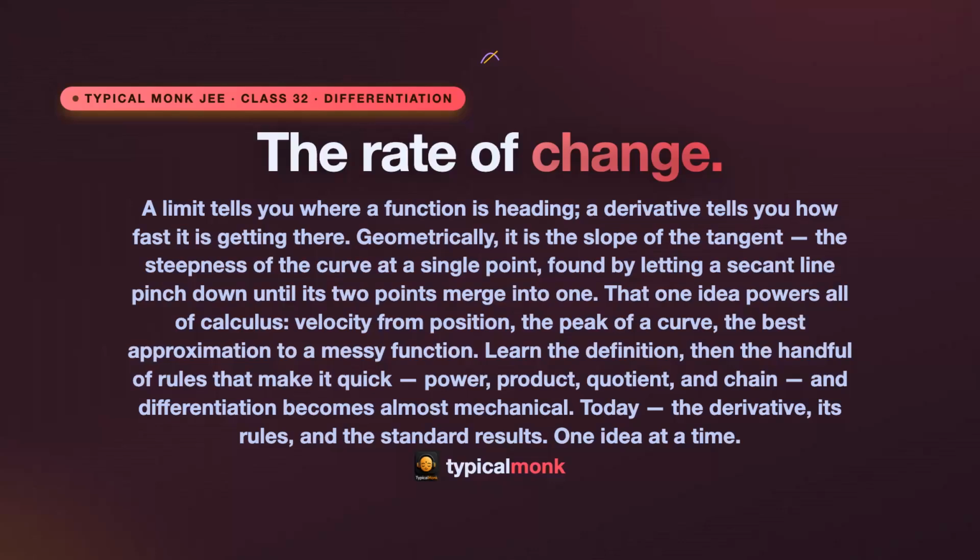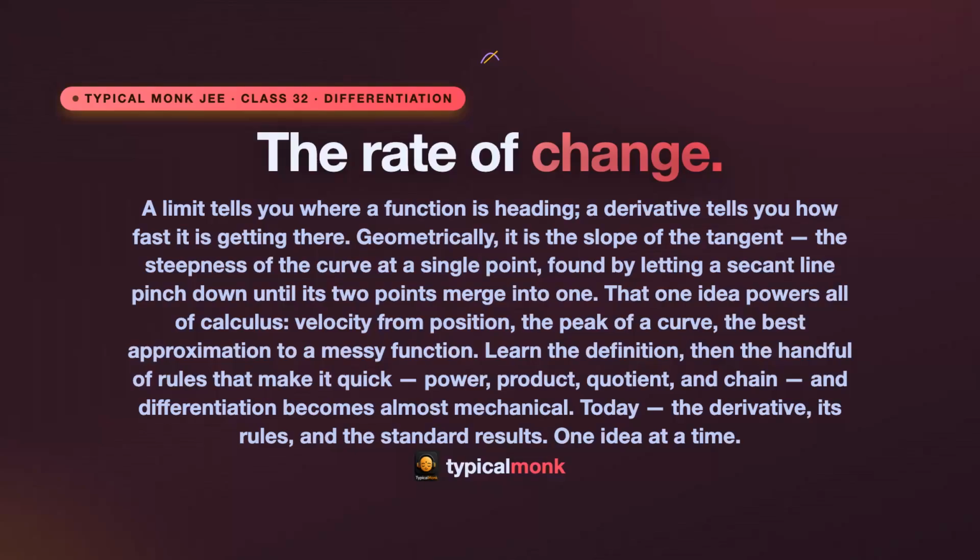A limit tells you where a function is heading. A derivative tells you how fast it is getting there. Geometrically, it is the slope of the tangent, the steepness of the curve at a single point, found by letting a secant line pinch down until its 2 points merge into one. That one idea powers all of calculus.